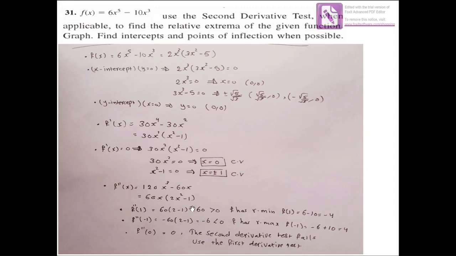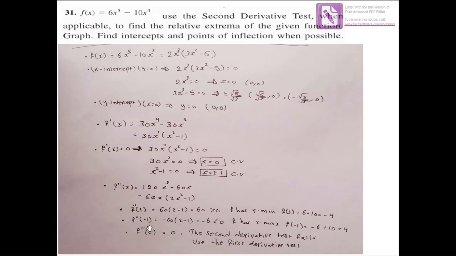Using the second derivative test, we need to check this second derivative at 0, at plus 1, and at minus 1. So f double prime of 1 will give us 60 multiplied by 2 minus 1, which is 60, greater than 0. So f has a relative minimum at the point, where f of 1 is equal to 6 minus 10, replacing x by 1, which gives us minus 4. So we have a relative minimum at the point (1, minus 4).